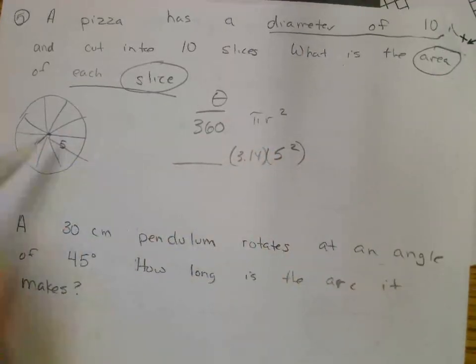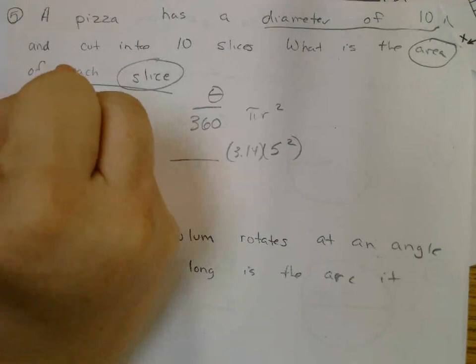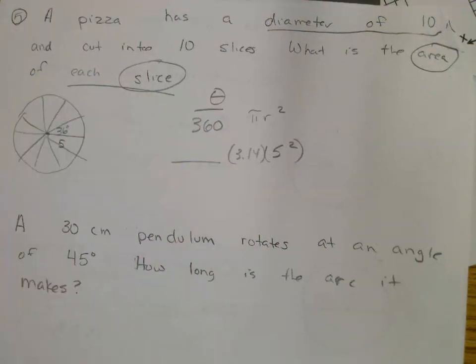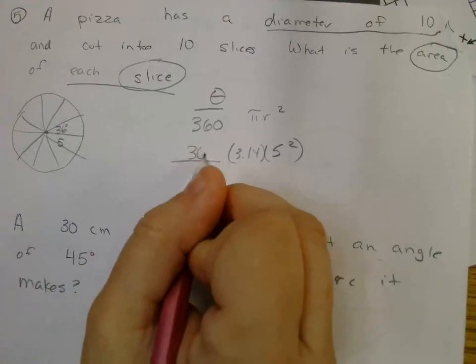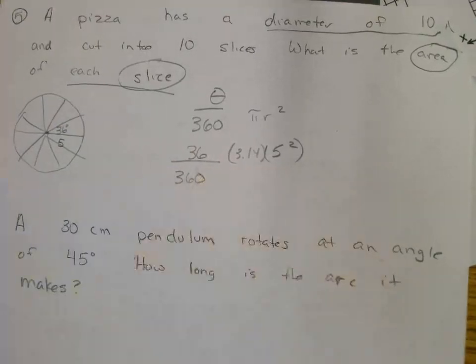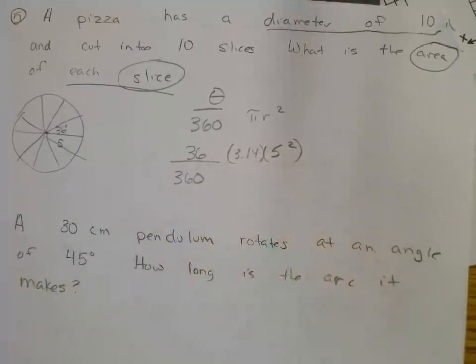Well, how am I going to find that? Well, how many degrees is it all the way around the circle? 360. Since I have 10 slices, I'm going to take that 360 degrees and divide it by 10. So each of these sections is 36 degrees. That's going to be your angle measure, 36. So you're going to do 36 over 360 times 3.14 times 5 squared. That's going to give you the area of your slice of pizza.